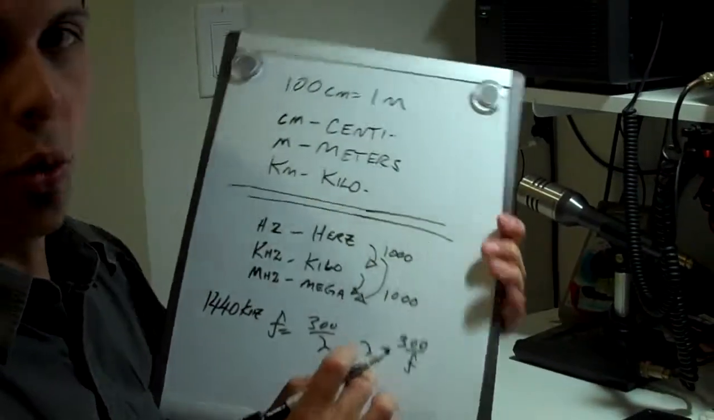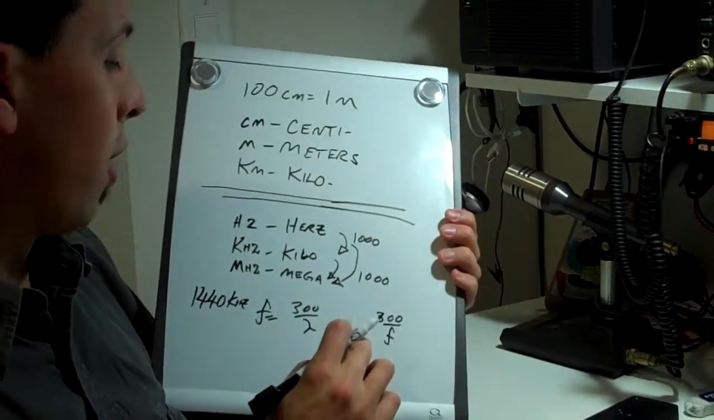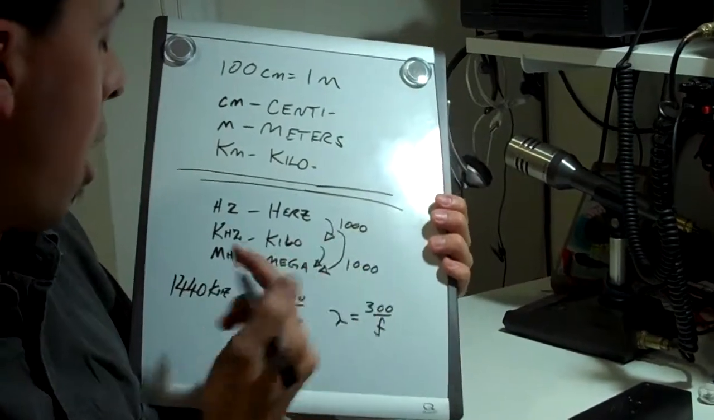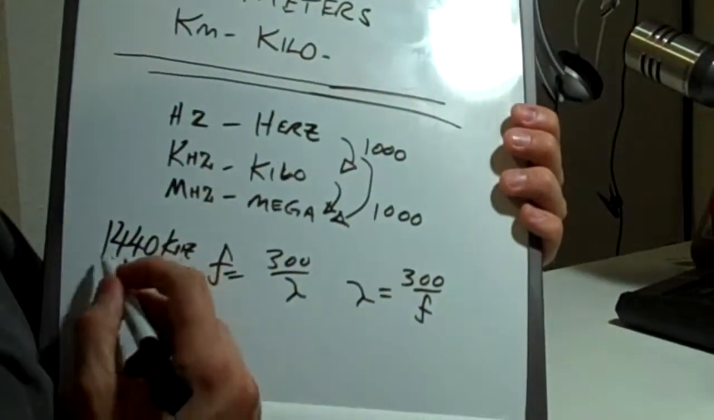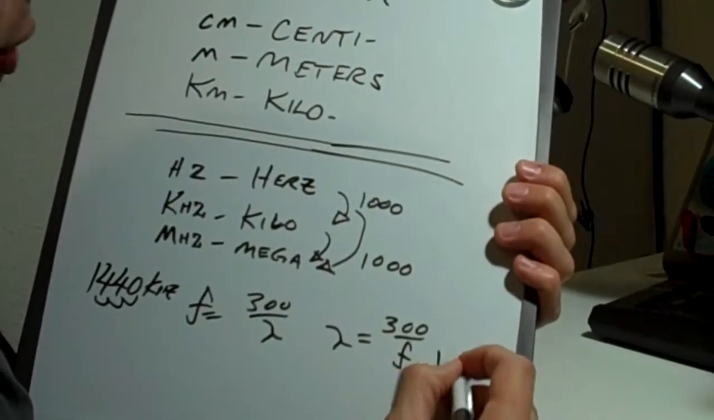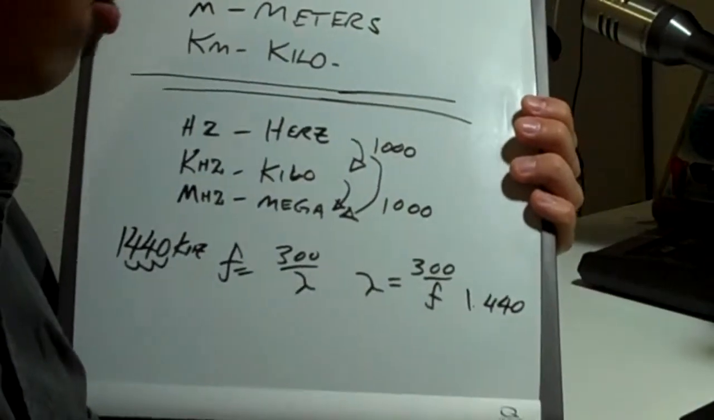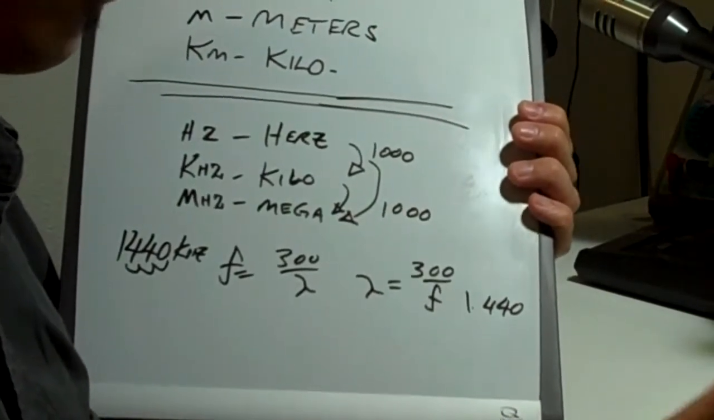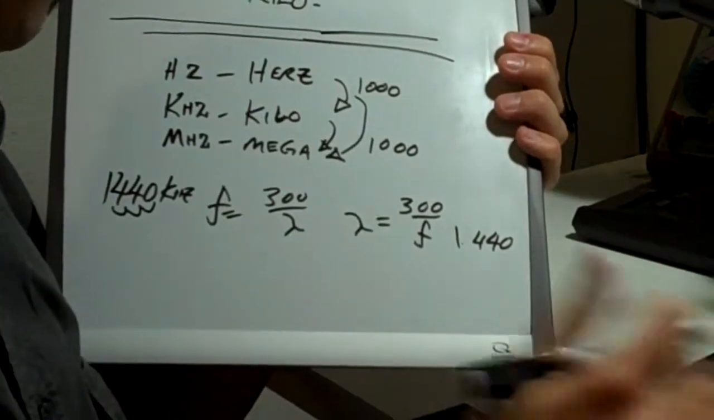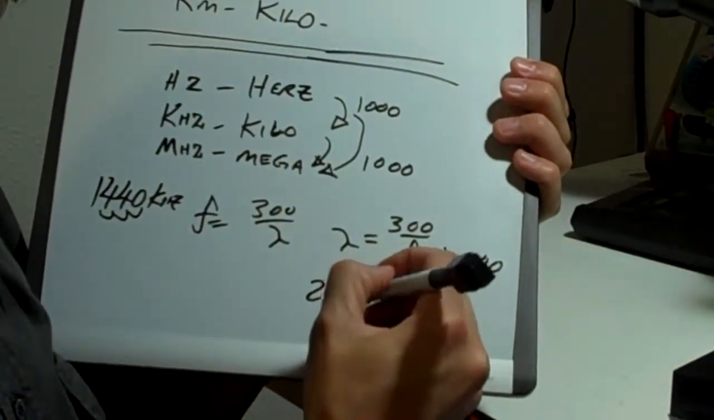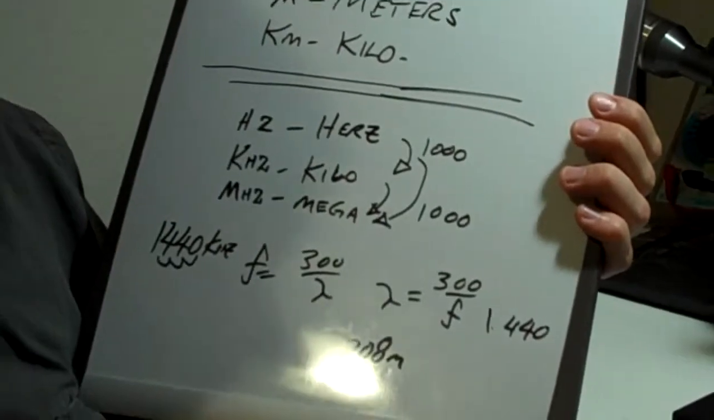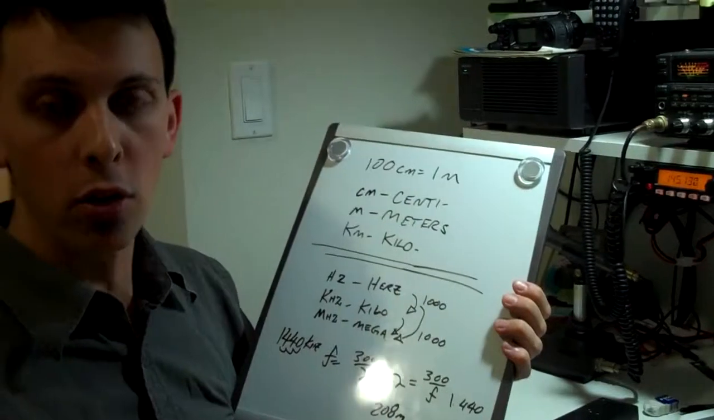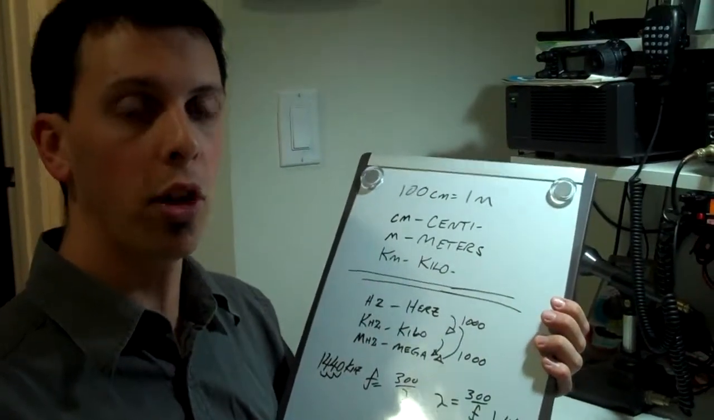Well, this doesn't work for this equation. So if you want to figure out what the wavelength is, you have to convert 1440 kilohertz to megahertz. How do we do that? 1,000, 3 decimal places. Boom, boom, boom. 1.440 megahertz. So now we're going to go 300 divided by 1.440 megahertz equals 208 meters. So when you're picking up that 1440 kilohertz AM signal, one cycle is 208 meters long. One wavelength is 208 meters long. Hope that helps.